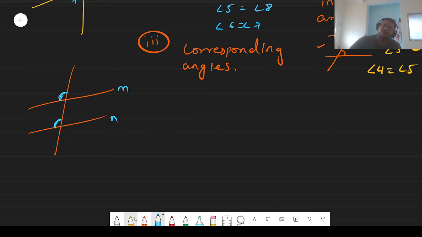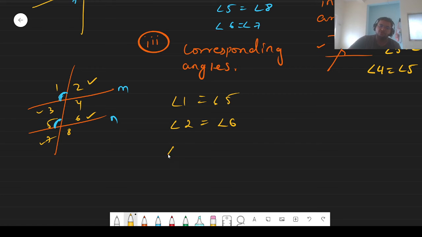So similarly here I can note down 1, 2, 3, 4, and this was 5, 6, 7, 8. Fine. So here angle 1 equals angle 5, angle 2 equals angle 6, angle 3 equals angle 7, and angle 4 equals angle 8. Fine, because they are formed by the two parallel lines and one intersecting line, which is a common intersecting line.